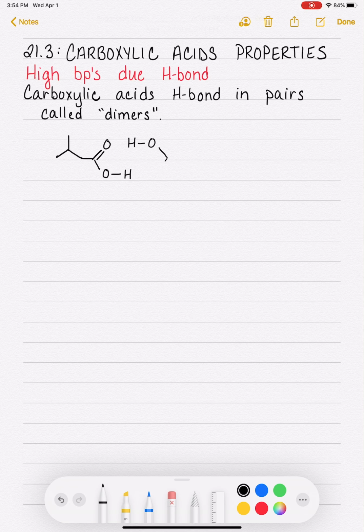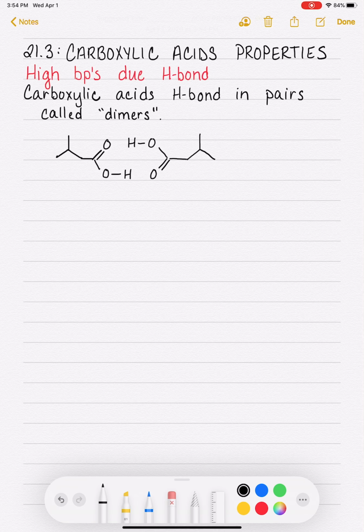So they orient themselves like this, where the OH group from one is bonding itself to the carbonyl group of the other. And then the remaining R group of this molecule, 1, 2, 3, 1, 2, 3. I think I have the right number of carbons there. So they always associate with themselves like this.